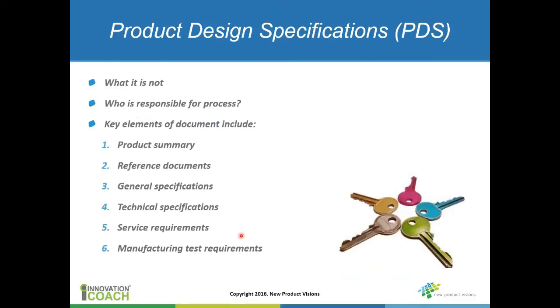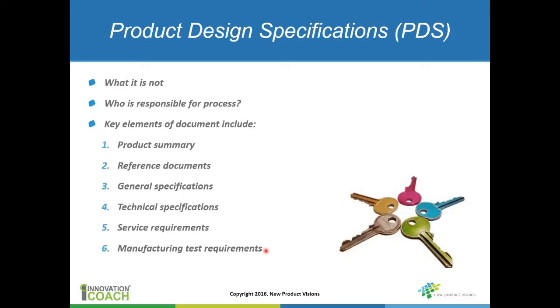The second kind of document that's part of phase 2 is what I term the product design specifications. This is really an engineering document. It's going to get revision control just like every other drawing within the development. So it's written in technical terms. It's got technical specifications, and out of that will flow how manufacturing is going to need to test the product.